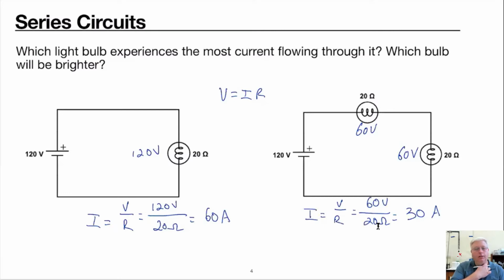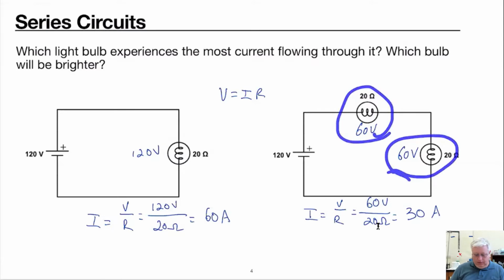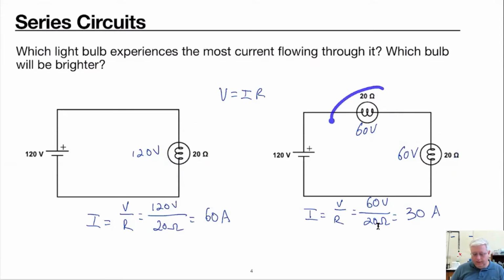So we see that the current is higher when there's only one device in the circuit. So that means this bulb's going to be brighter, because it's getting all the voltage. These two, they'll be dimmer than the one in the circuit by itself, but these two will still be equally as bright because they are getting equal amounts of the voltage.